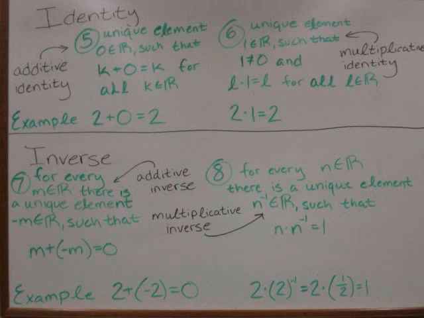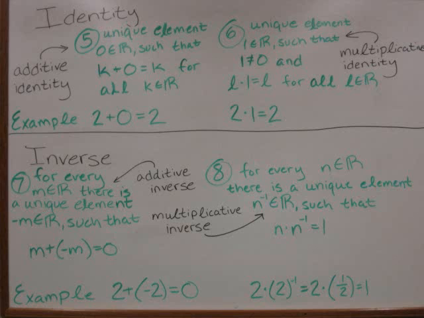Now we look at the identity property and the inverse property. For the identity property, you're taking a unique element and you want to get back to the original number. In the case of addition, you're adding 2 and 0 and you get out 2. So 0 is the unique element for the additive identity. For multiplication, you can take 2 times 1 and you'll get 2. So 1 is a unique element.